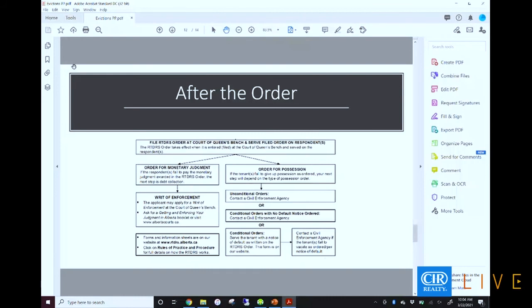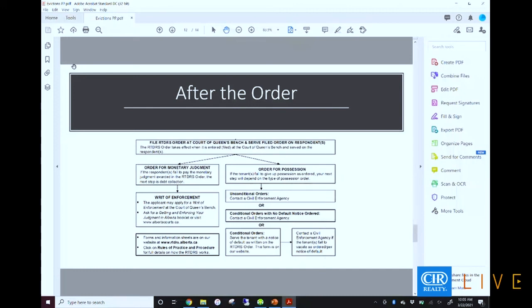So they will do two things. There will be an order for monetary judgment or an order of possession. So if the tenant fails to pay the monetary judgment fee, which would be the unpaid rent, they would go to next steps, which is debt collection. Then there is the writ of enforcement. That is very, very important. You need to apply for the writ of enforcement at the Court of Queen's Bench. So you need to do that. That is 100% what you need to do. And you can follow all of this online as well.